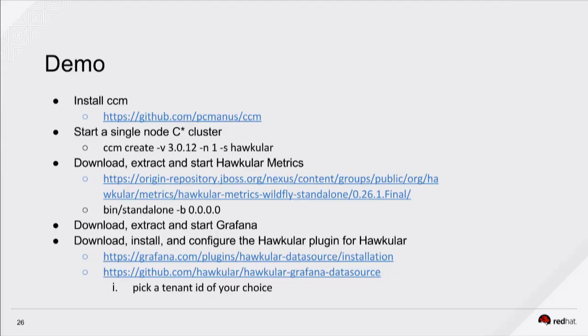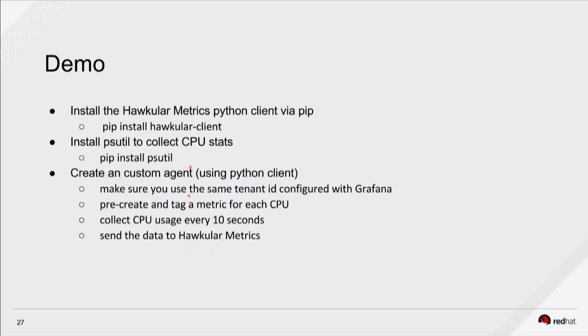Okay. So it's a very simple demo. I'm going to install Cassandra with CCM, local node. I'm going to download Hawkular Metrics. I have it here. I'm going to start it. I'm going to download and install Grafana, and download and configure the Hawkular plugin for Grafana. And I'm just going to select the tenant ID. And then I'm going to install the Python client for Hawkular, and then psutil to actually get some CPU stats. With those two, I'm going to create a custom agent. I'm just going to collect CPU metrics every 10 seconds.